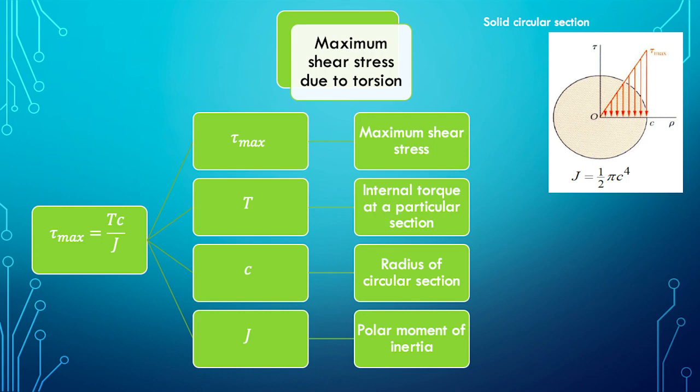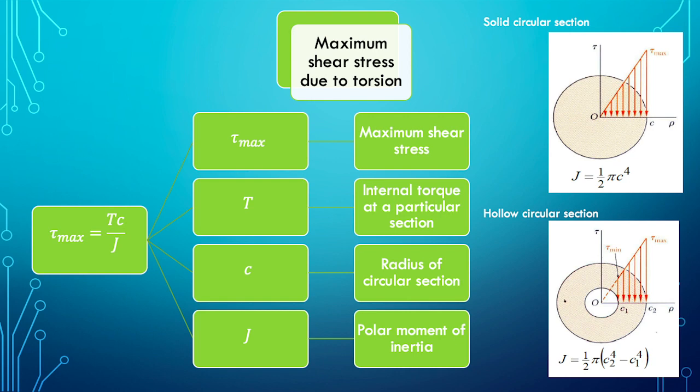As you can see in the figure, the shear stress varies directly from the center of rotation to the surface of the structure, and the maximum shear stress occurs at the farthest point from the center, which is at the surface of the cylindrical bar. For hollow circular section, J equals half pi times C outer to the power of 4 minus C inner to the power of 4. Look at the figure here. We can calculate the minimum shear stress by using the equation Tc over J, but C in the equation must be replaced by C inner.